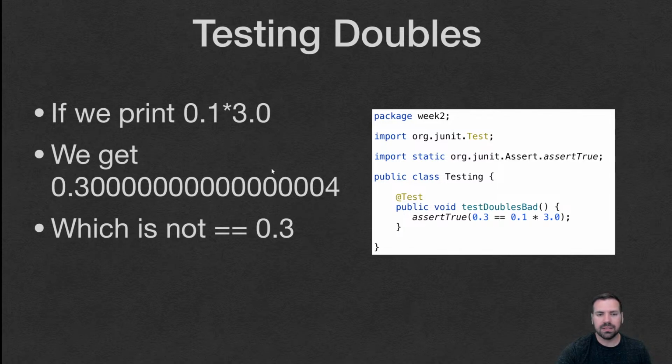Okay. So if you print this to the screen, you're going to get this, which is pretty much 0.3, but it's not equal to 0.3. It's not exactly 0.3. So that's why this is going to be false. This does not evaluate to 0.3. It evaluates to something that's pretty much 0.3, but not exactly. And equal says, are these two values exactly equal?